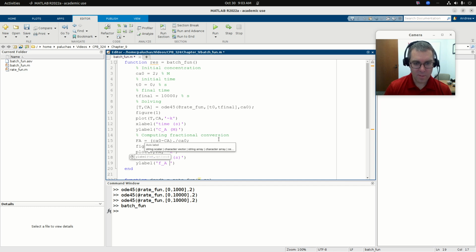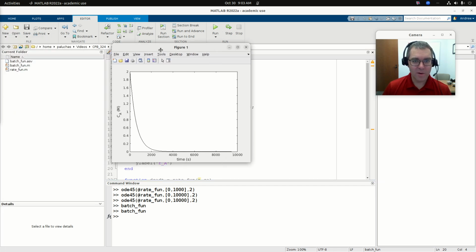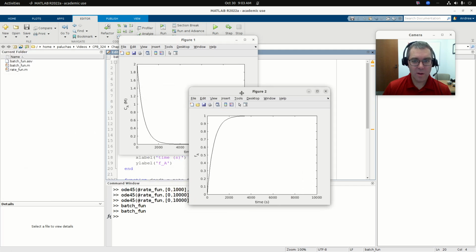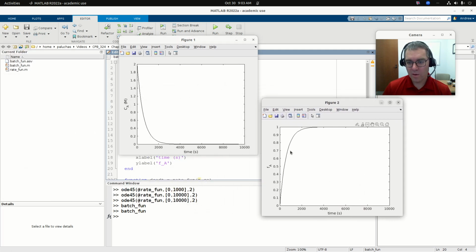Okay, and that's dimensionless. Okay, cool. So I just calculated fractional conversion. I'm going to plot that in a second figure window. So figure window 1 and figure window 2. Okay, it looks like it goes through a fractional conversion of 0.8 somewhere around here. Looks like around 940 seconds.